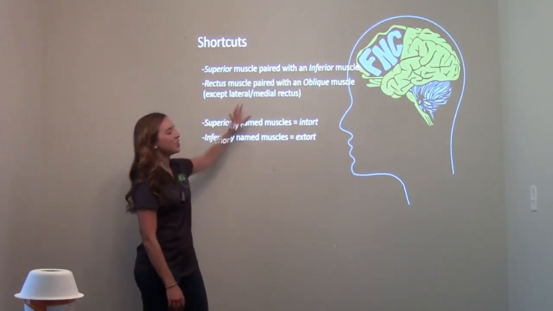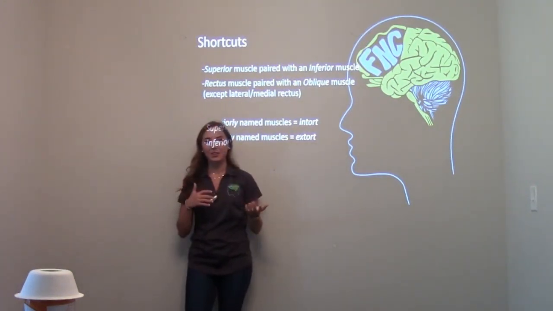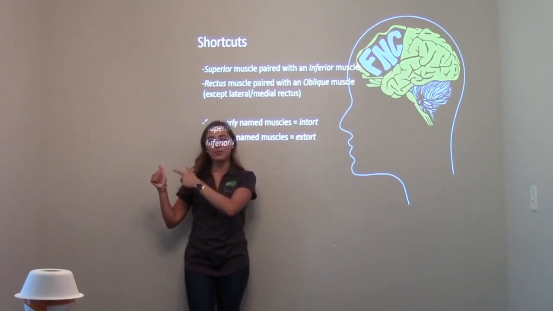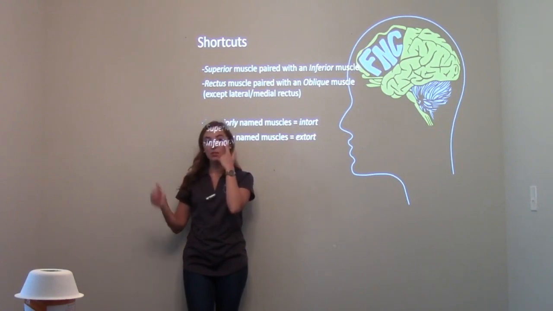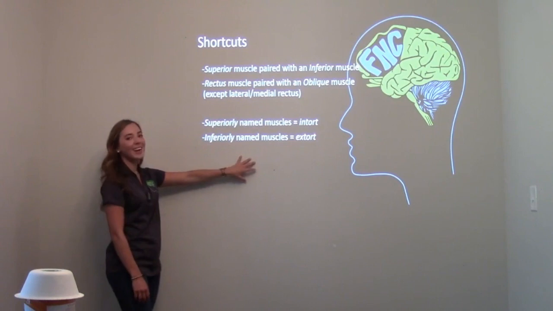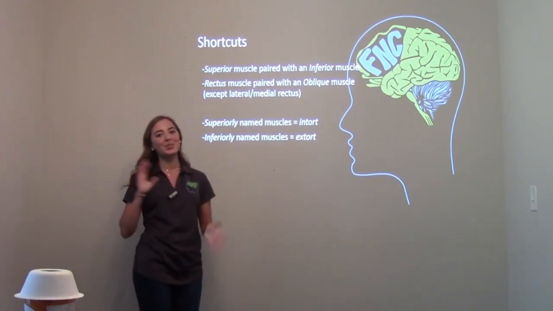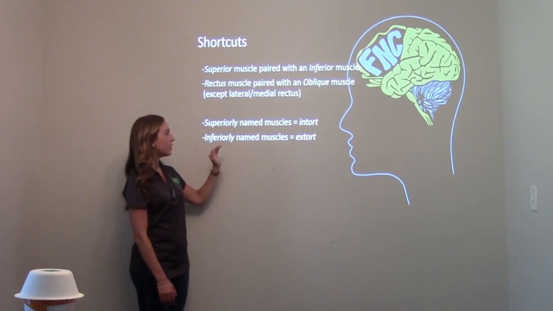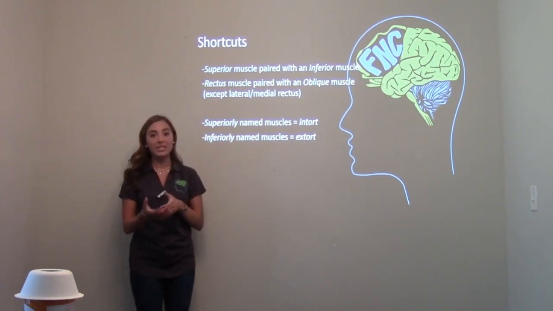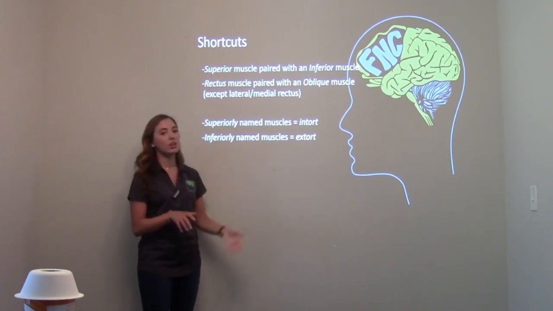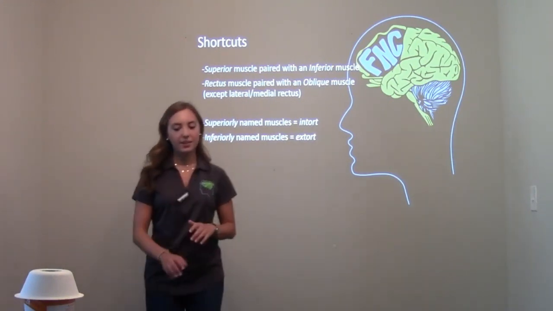The exception to this rule is our medial and lateral rectus, which are always going to be paired together. If I'm looking out to my right, my lateral rectus on my right side is going to be paired with my medial rectus on my left eye. And then another shortcut to make the incyclotorsion and excyclotorsion easy for you guys is that superiorly named muscles are going to intort the eye, and inferiorly named muscles are going to excyclotort the eye.